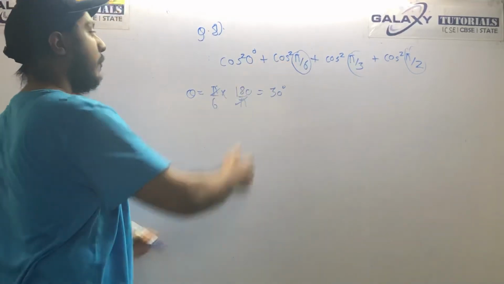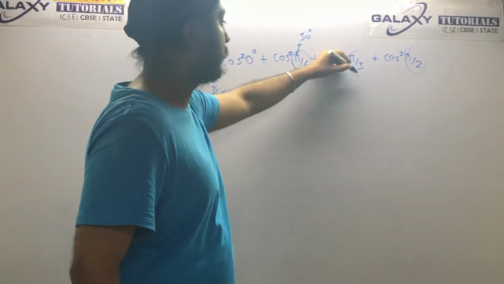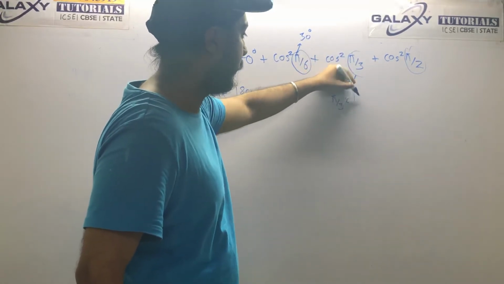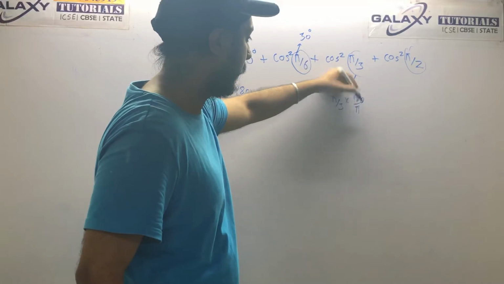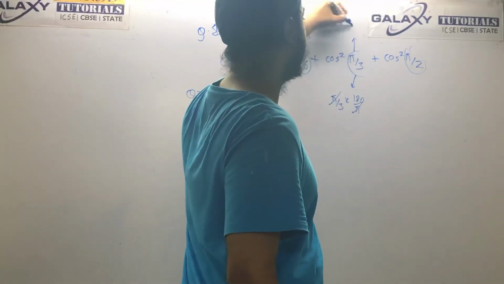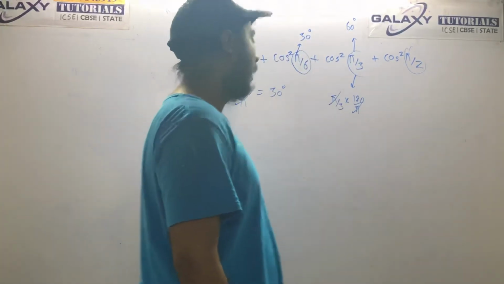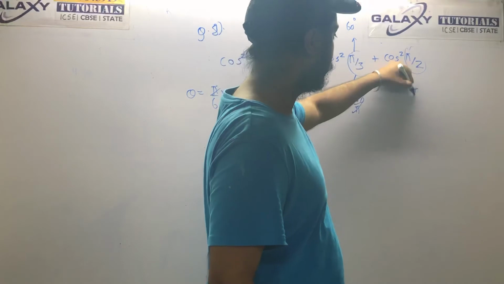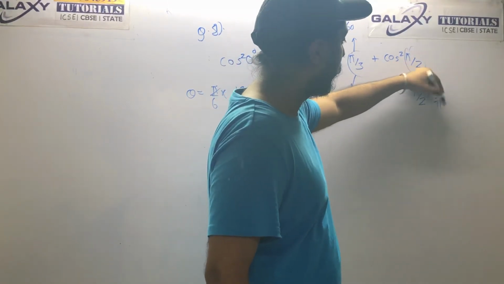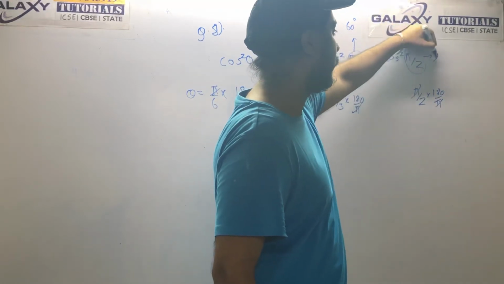Okay, this will be what? Pi by 3 into 180 by pi. Pi cancels, 180 by 3 is 60 degrees. Last one is pi by 2. Pi by 2 into 180 by pi. Pi cancels, so 180 by 2 is 90 degrees.